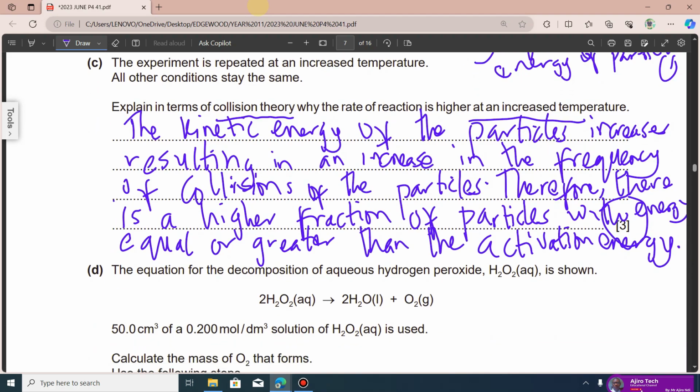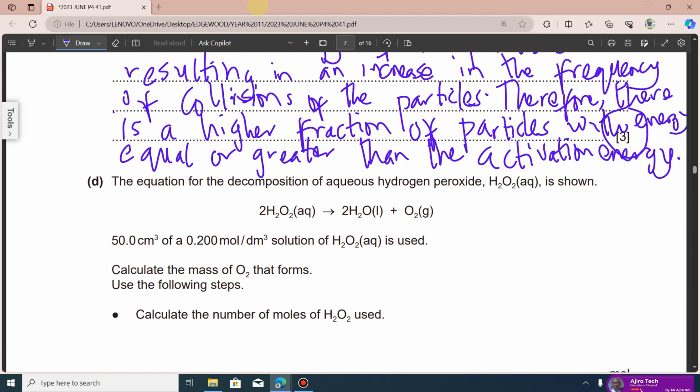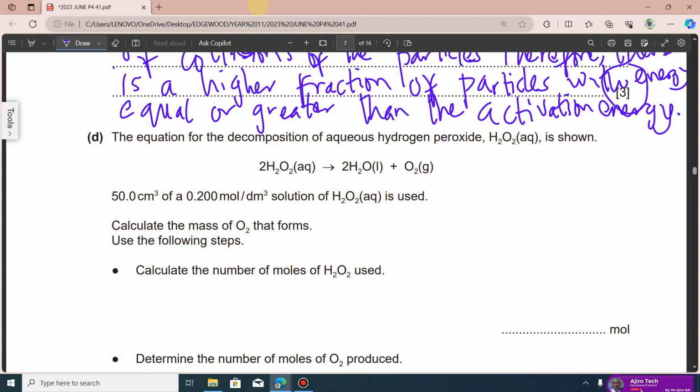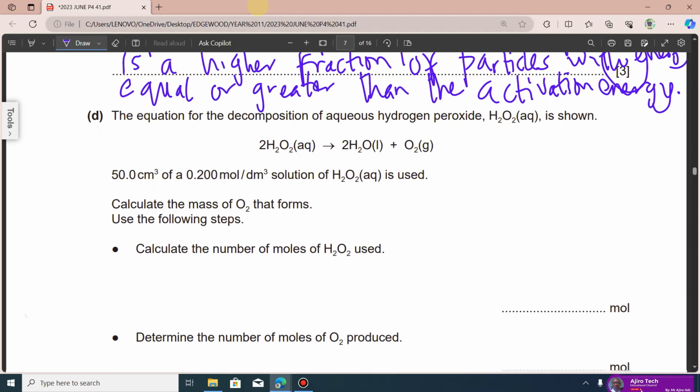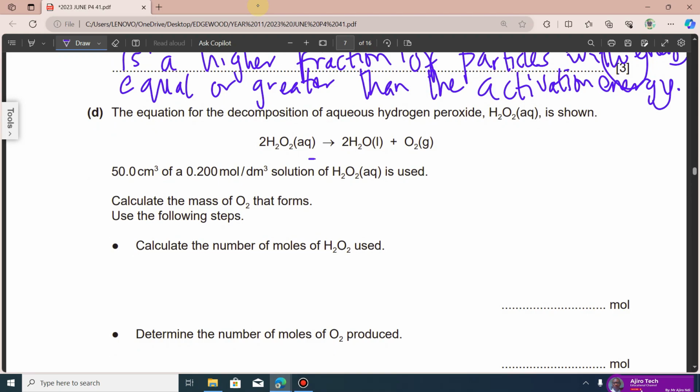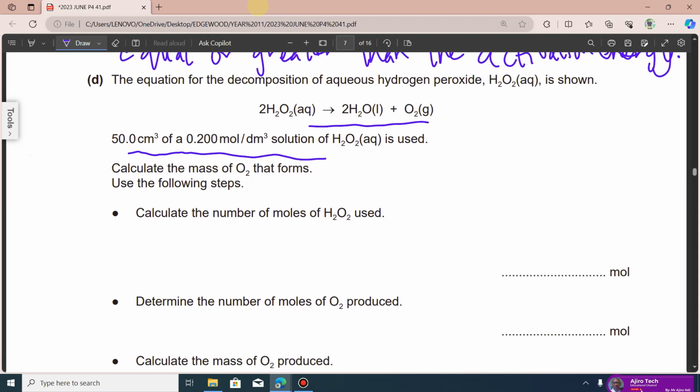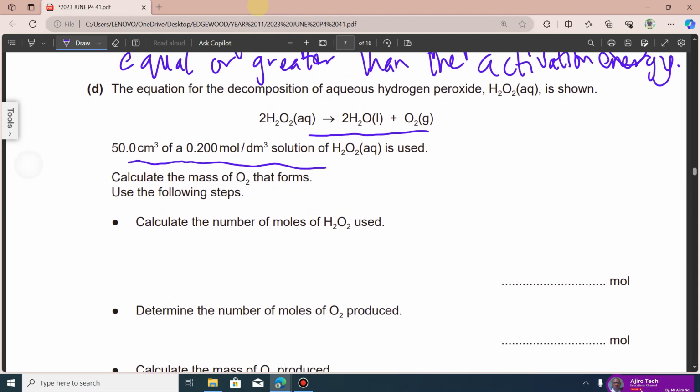All right, so moving forward, the equation for the decomposition of aqueous hydrogen peroxide is shown. All right, this is the equation of the decomposition. Then the parameters given are that 50 centimeter cube of 0.2 mole per dm cube solution of hydrogen peroxide is used. Calculate the mass of oxygen that forms. Now, for us to calculate the mass of oxygen that forms, we are asked to follow these steps.